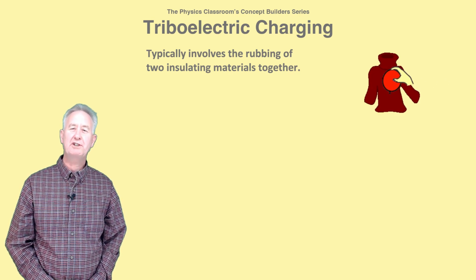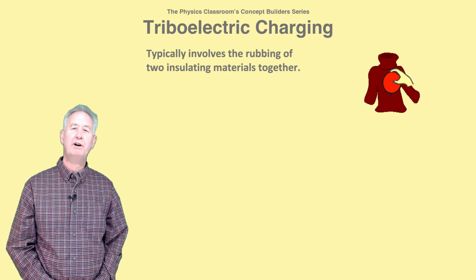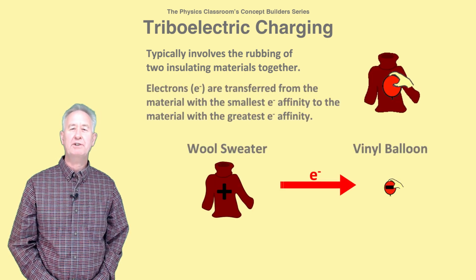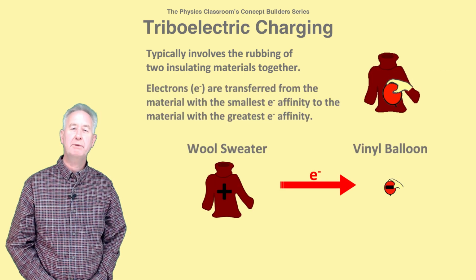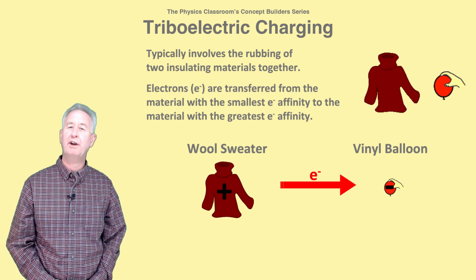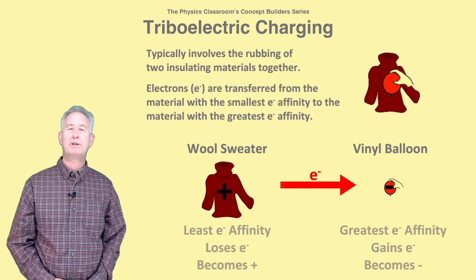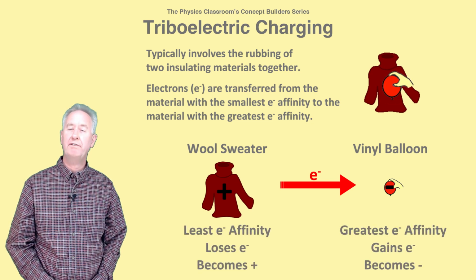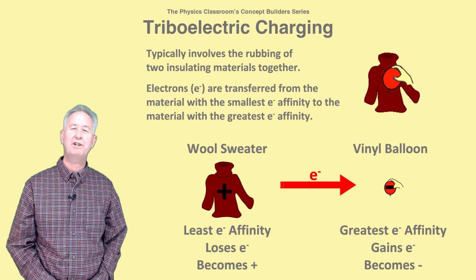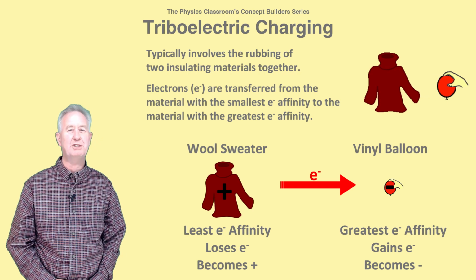Triboelectric charging is a charging process that typically involves the rubbing of two insulating materials together. The rubbing results in a transfer of electrons from the material with the smallest electron affinity to the material with the greatest electron affinity. The material with the greatest love or affinity for electrons gains electrons and becomes negatively charged, while the other object loses electrons and becomes positively charged.